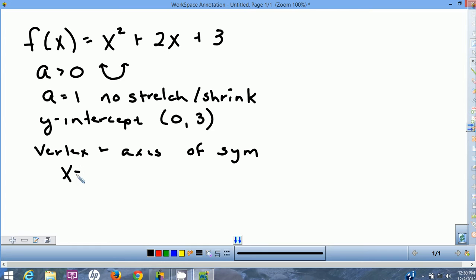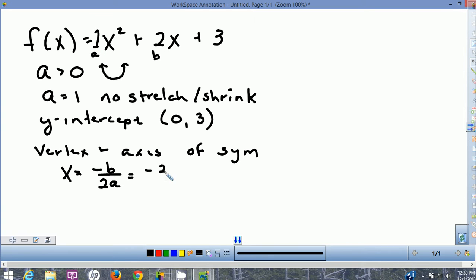And if we find our vertex, we have our axis of symmetry. Our x value is negative b over 2a. So what's the b value in this function? And what is the a value in this function? Well, the b value in this function is 2, and the a value, even though it's not written there, is 1. So this is going to be negative 2 over 2 times 1. And if we simplify that, we get negative 2 over 2, and negative 2 over 2 is negative 1. So now what do I do with that negative 1? I know that that's going to be my axis of symmetry.